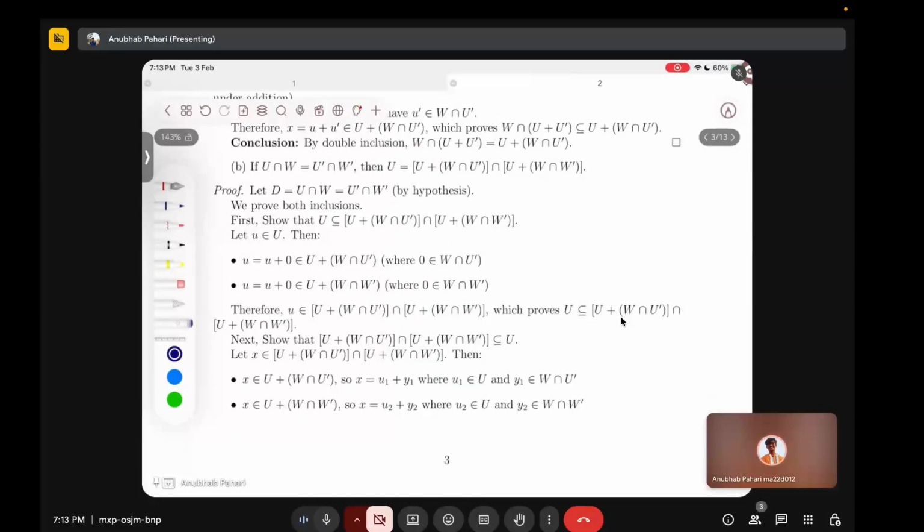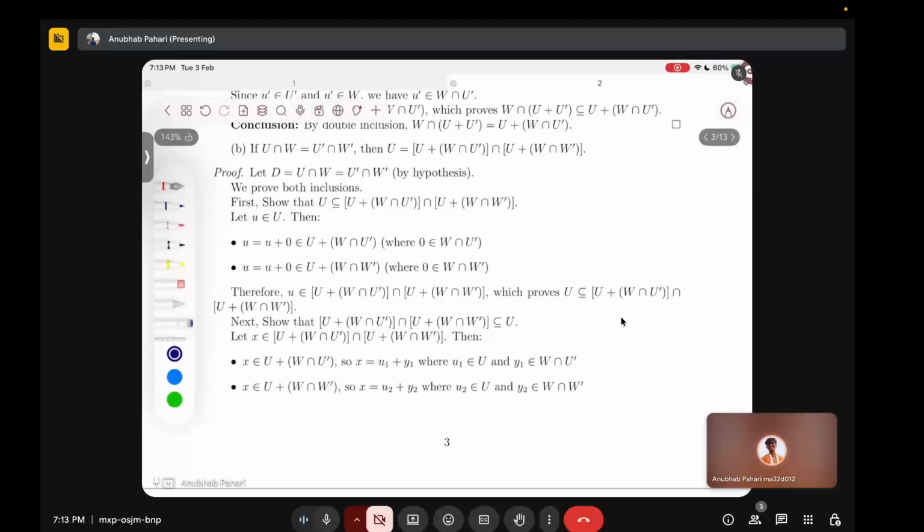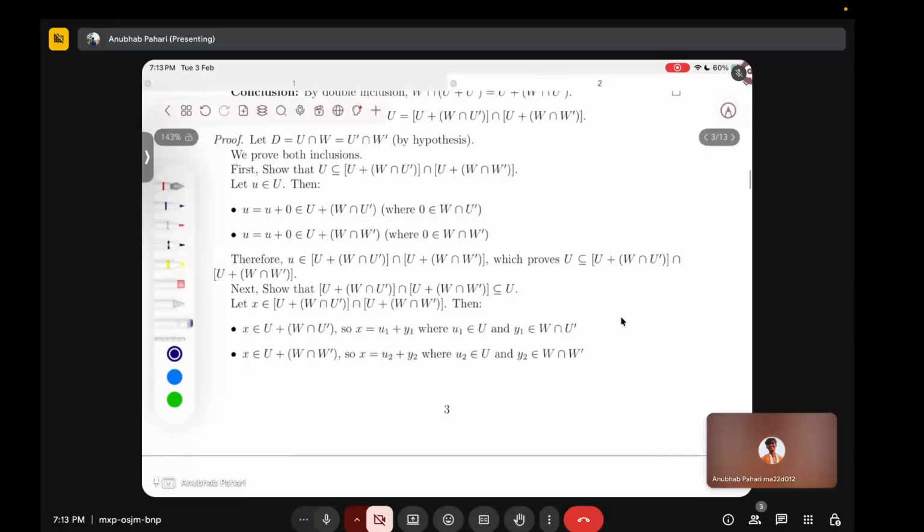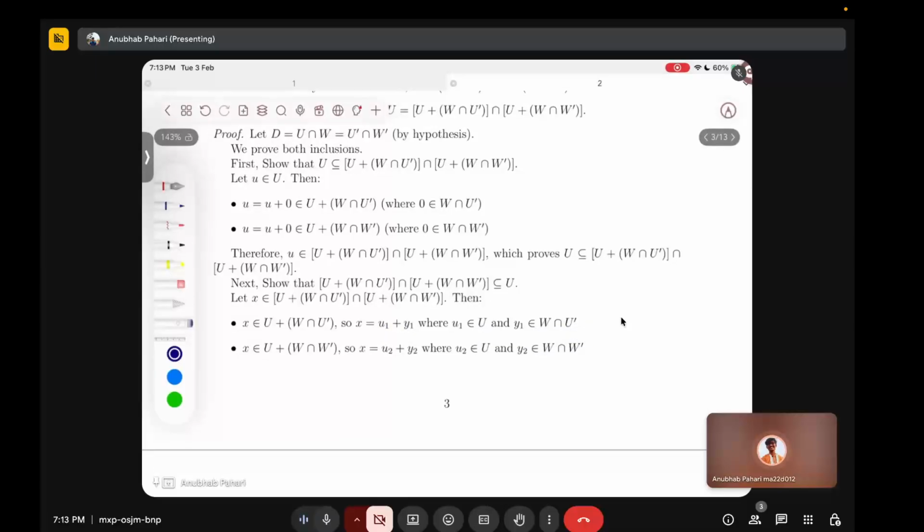Now next we will show that any element from this thing belongs to capital U. So we start with small x from this thing, and then since small x belongs to U plus (W intersection U prime), you can write it in this form, where u1 belongs to capital U and small y1 belongs to W intersection U prime, and again from here x belongs to capital U plus (W intersection W prime). So similarly you can write it in this way, where elements are coming from this.